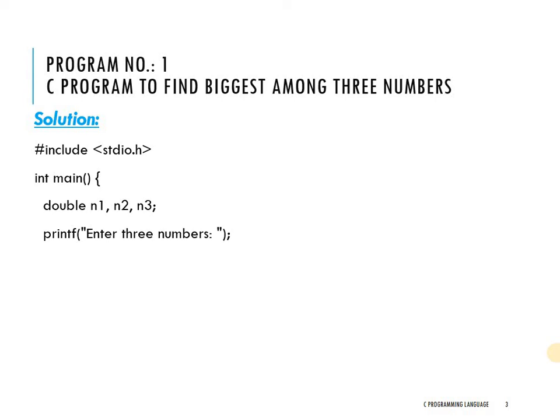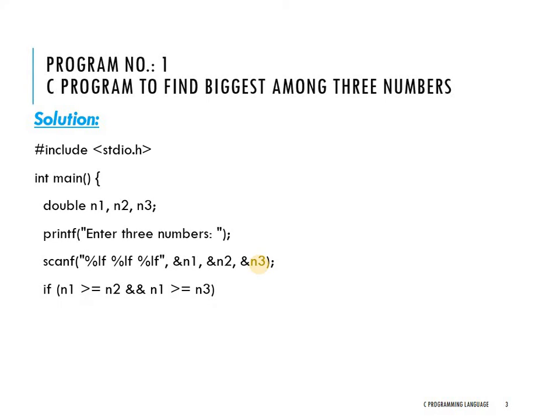I am going to ask for the three numbers using the printf output function. The user will enter the input through the keyboard, and I am going to get it using the scanf input function. Here I used the double data type, so I have used the format operator %lf for each variable. I have declared three variables, so I have used three format operators, and then I am going to store the values using ampersand n1, ampersand n2, ampersand n3.